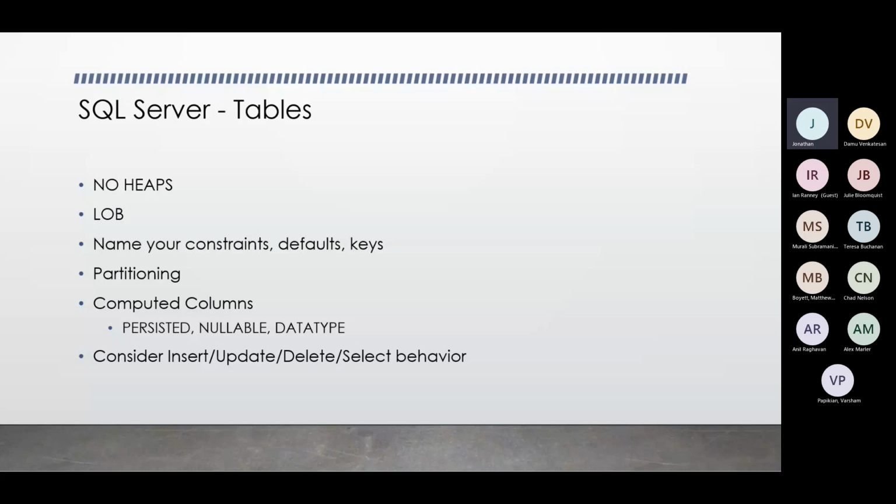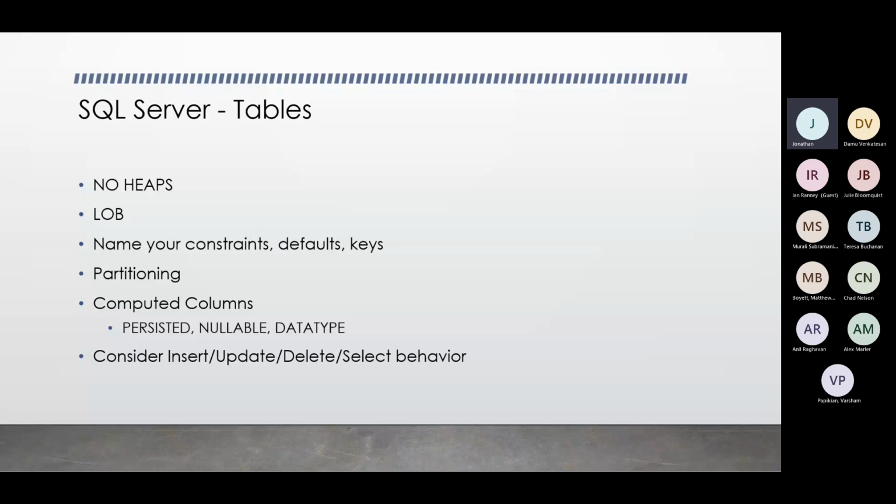Next thing, pet peeve is to name your constraints, your defaults, your keys. If you use source control for your database objects, which I hope everybody does, and you don't name the constraints in source control, then the system will name them. And then every time you deploy, it generates a new system unique name, drops the object, recreates the object constantly. So this is your benefit to naming them.